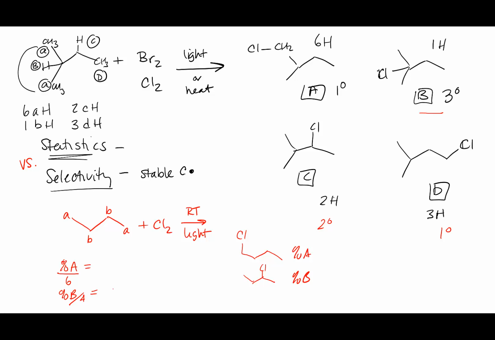And if I do that, if I divide the percentage of A by the number of hydrogens, then what I'm going to get is what I call the selectivity. In other words, I'm going to get the part of the reaction that's totally based on the stability of the radical.